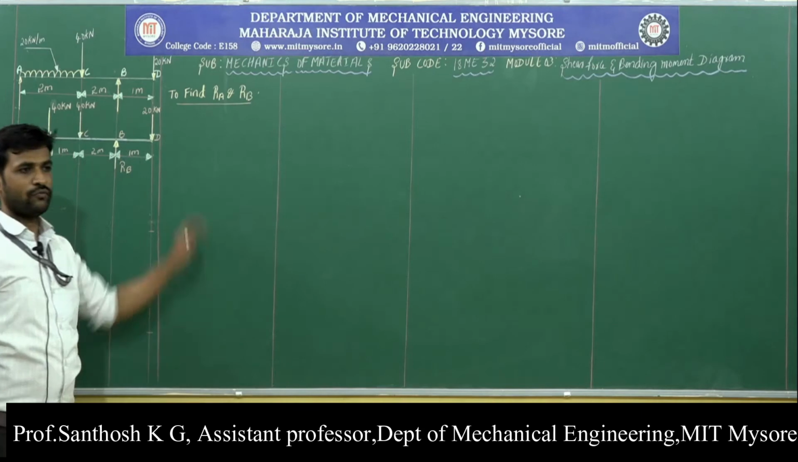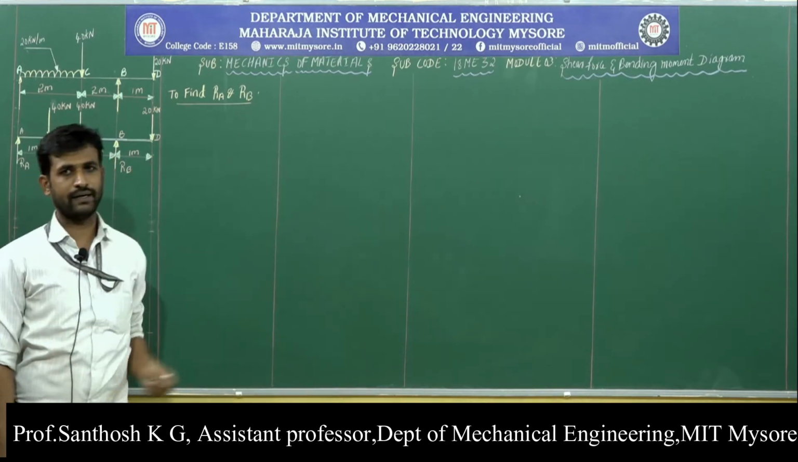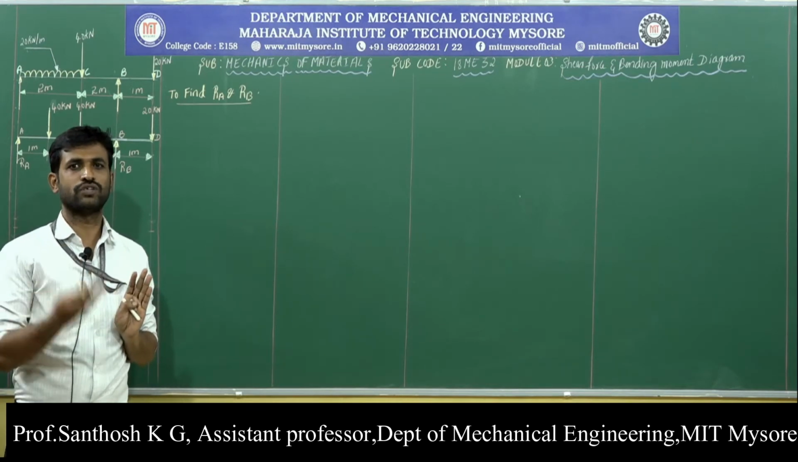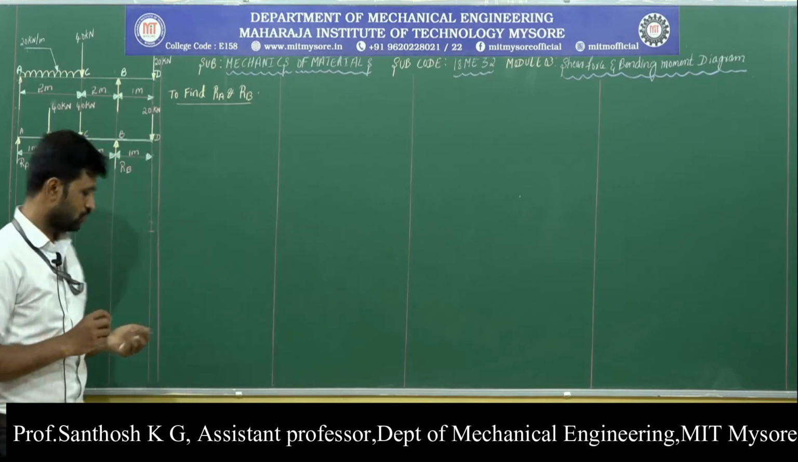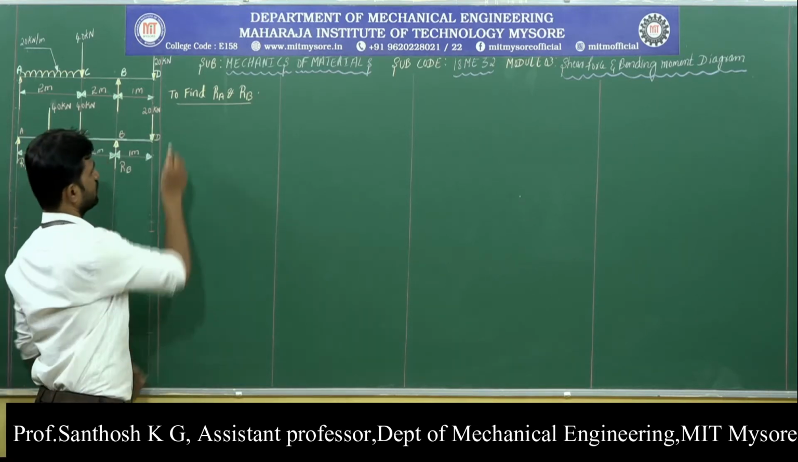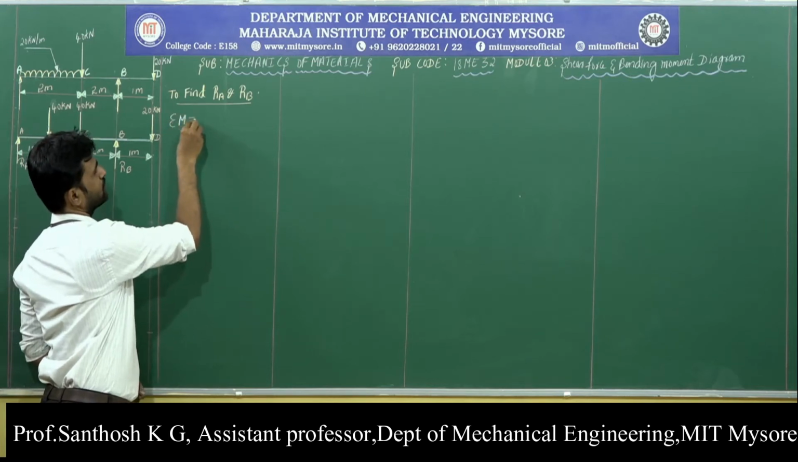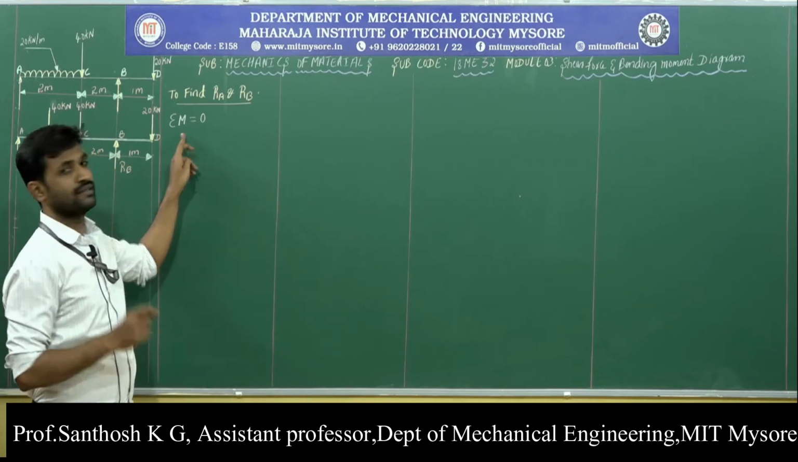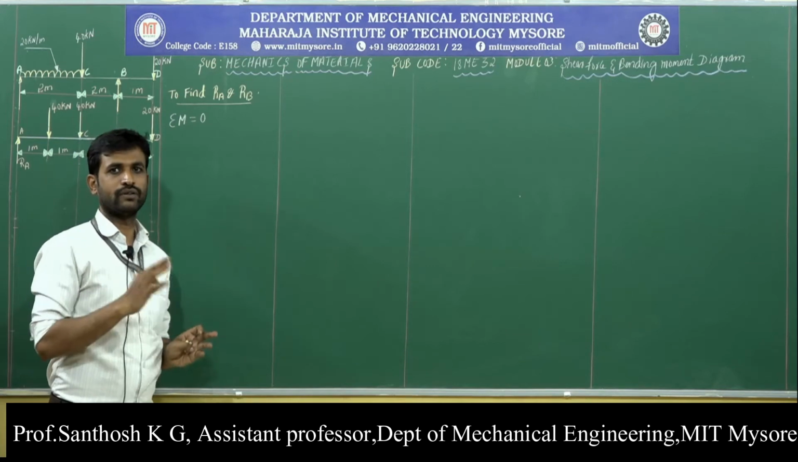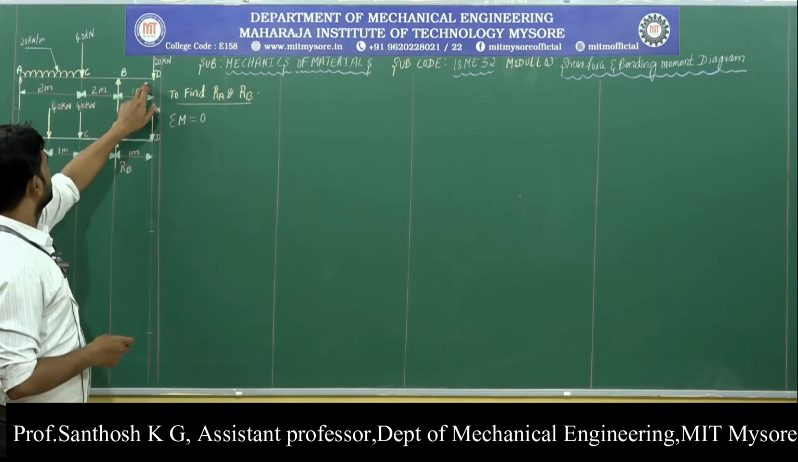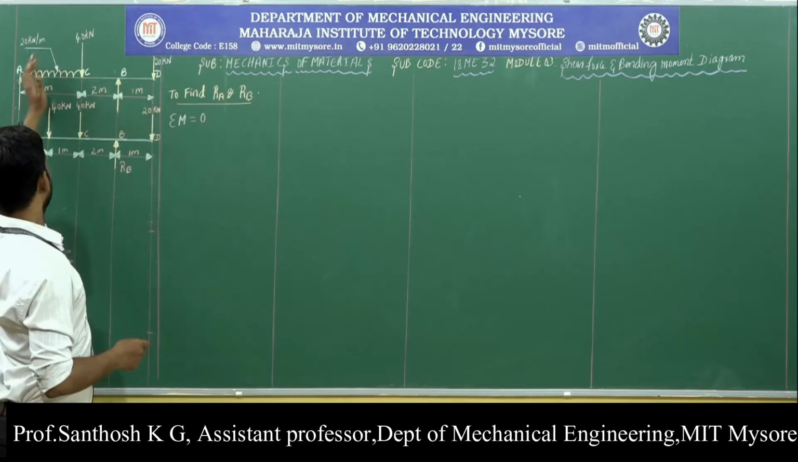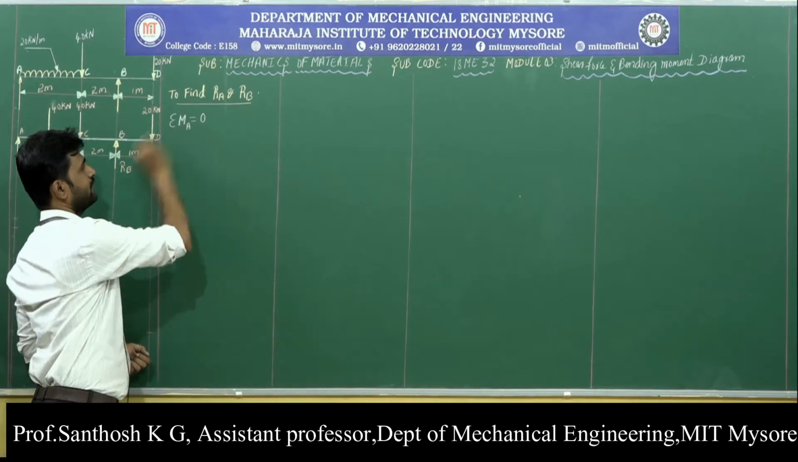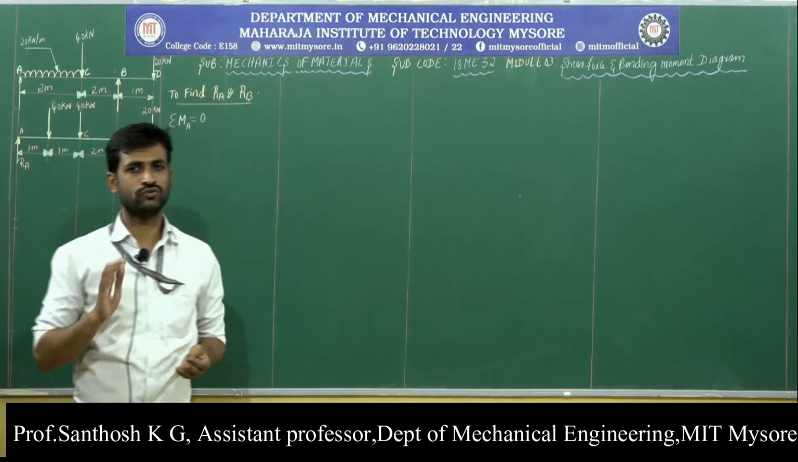In order to find the reactions RA and RB, we will use the equilibrium conditions sigma M equals 0 and sigma F equals 0. First I will use the condition sigma M equals 0. We always take moments at the left extreme end of the given beam. Here in this simply supported beam, the left extreme end is A. So I will take the moment about point A and equate it to 0.